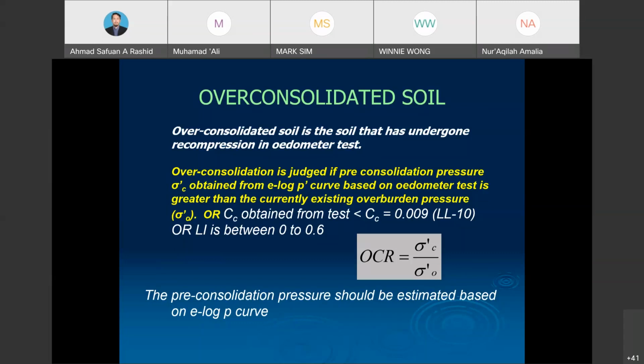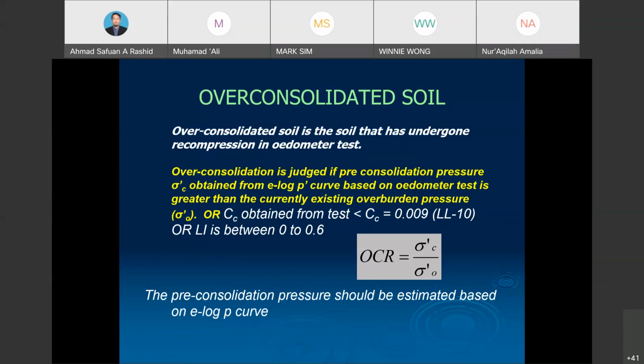So how to measure the OCR? We need to plot the sigma C value and then compare with the currently existing overburden pressure, which is the sigma naught. This existing overburden pressure we can get from the unit weight times the height of the soil in the actual conditions. So we may go for the example later on.